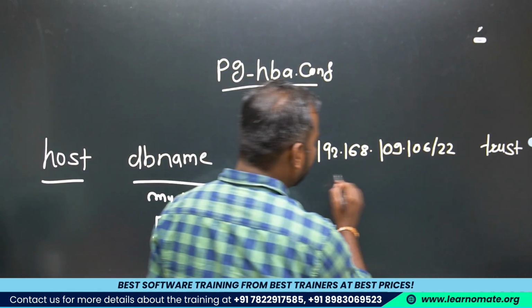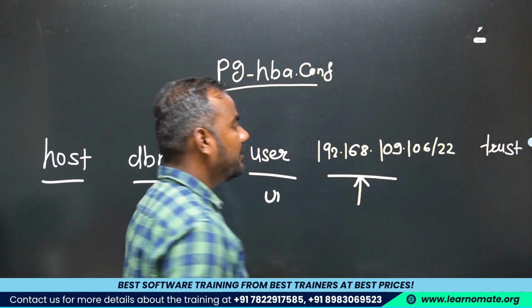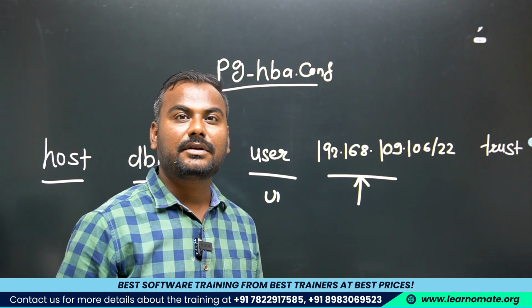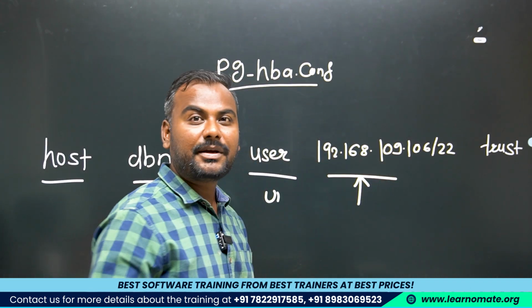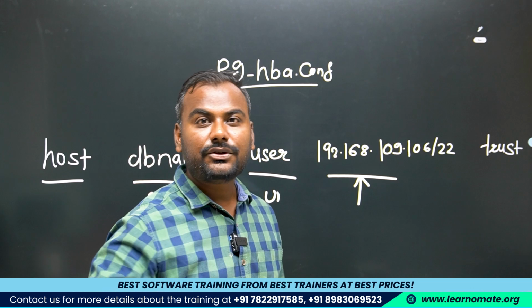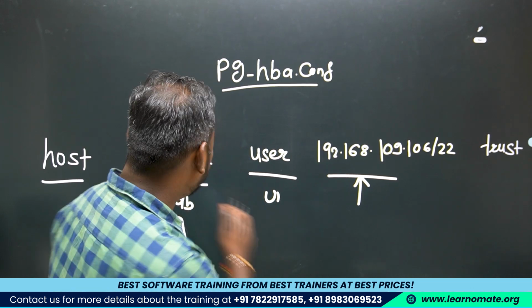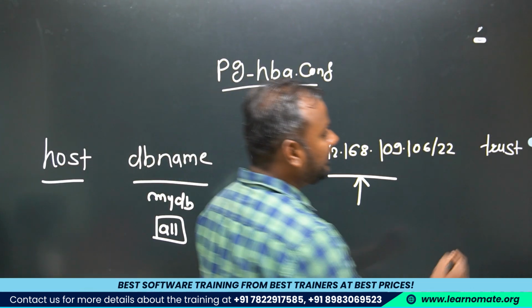Now this is the IP range through which the user's connections are accepted. You can specify the IP address or a range, and only within that range will PostgreSQL take connections for this particular database. And this is the authentication method.